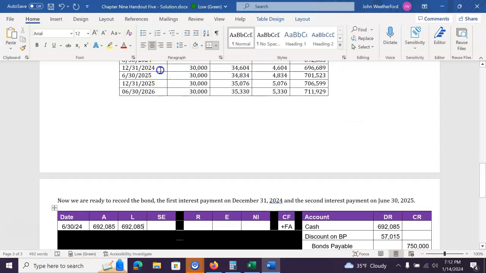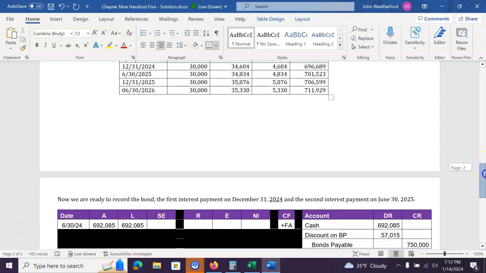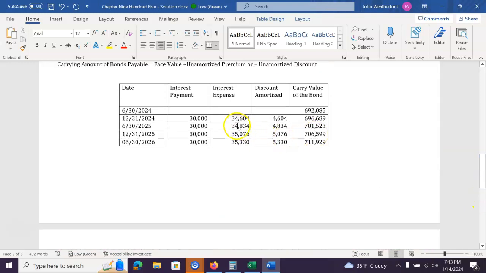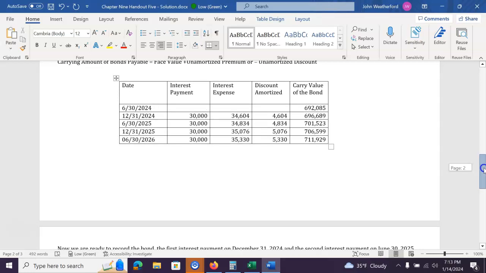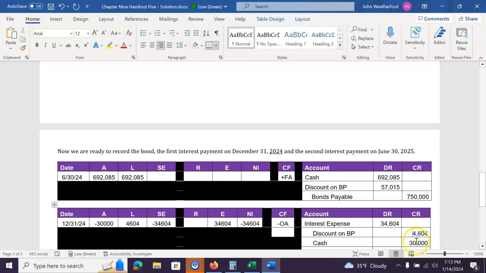All right, now to do the first interest payment, it really helps to be able to see this chart here. It'll be 12/31/24. We're going to debit interest expense for the amount in that column. We're going to credit the discount on bonds payable for the 4,604, and we'll credit cash for the amount of the payment, $30,000. So we'll debit interest expense for $34,604 here. We'll credit the discount for the amount of its amortization, $4,604. And then, of course, we'll credit cash for the amount of the payment each time, $30,000. Cash went out for operating activities. The interest on the bonds is always considered an operating activity. Same for interest on notes as well. We looked at that in an earlier chapter.